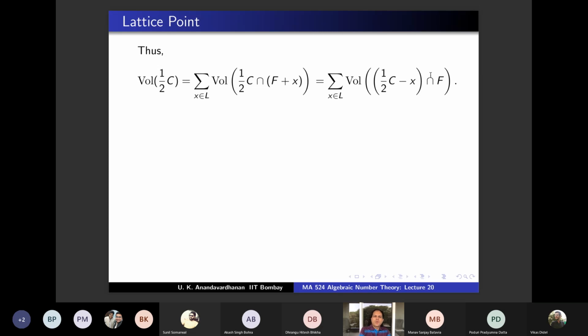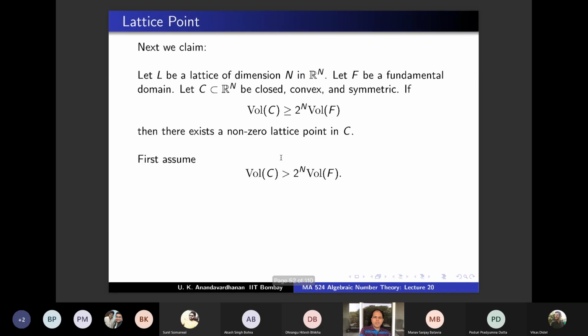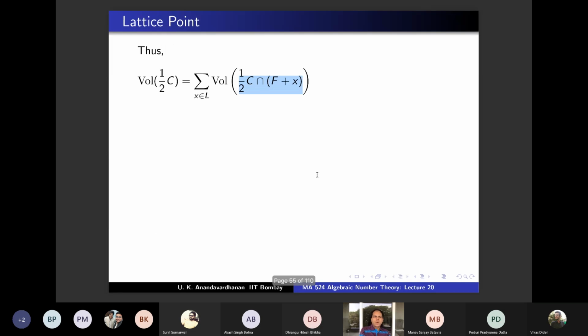Now you use the condition that is given. What is the condition that is given to you? Volume of C is strictly bigger than 2 power n volume F. What can you say about volume of half C? Because you are in dimension n, this will be 1 by 2 power n volume of C. And 1 by 2 power n volume of C is bigger than volume of F. So what you have here is, this is strictly bigger than volume of F.